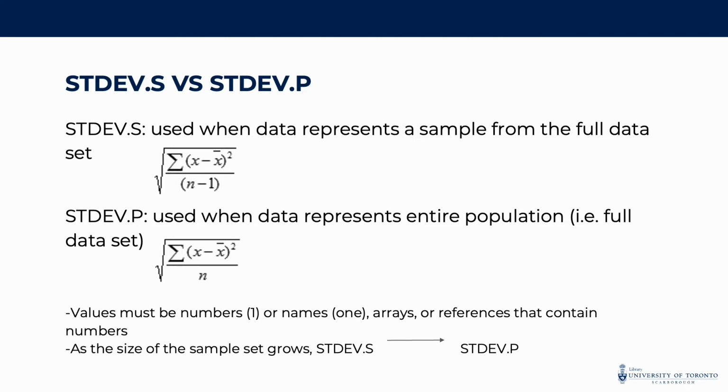Both are used when data is numeric, meaning the function will ignore text and logical values. Note that for large sample sizes, STDEV.S and STDEV.P return approximately equal values.